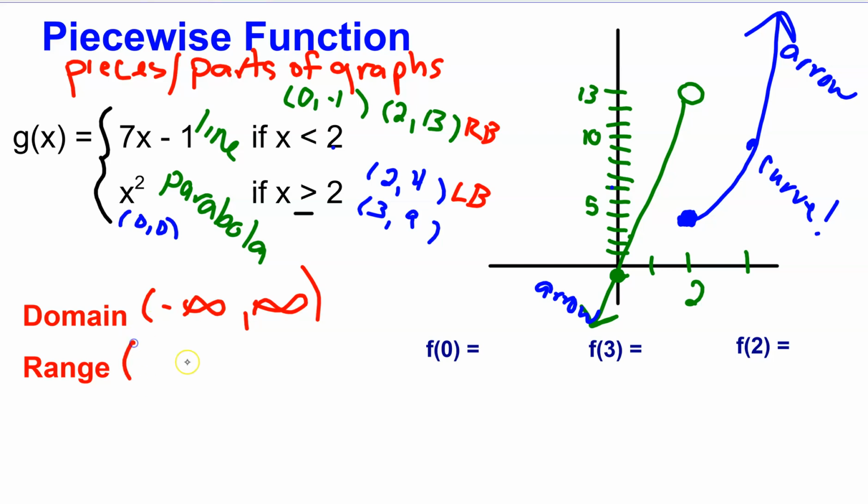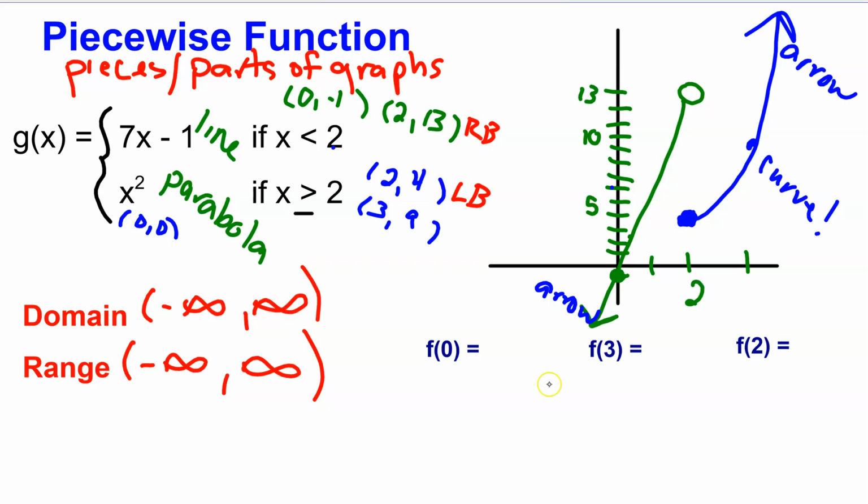The range also, it keeps going negative, so negative infinity, and then it keeps going up, and notice there's no break in here. Where the 13 doesn't count in the green, it counts in the blue. So this goes all the way to infinity.